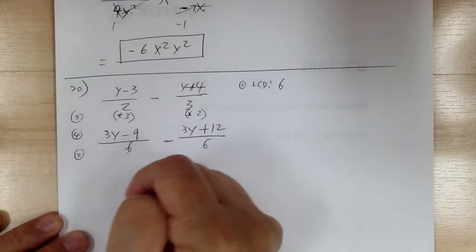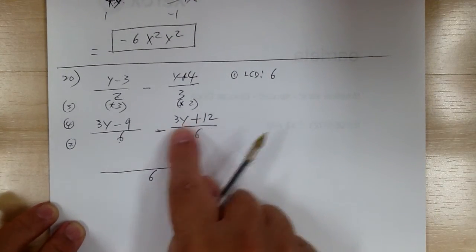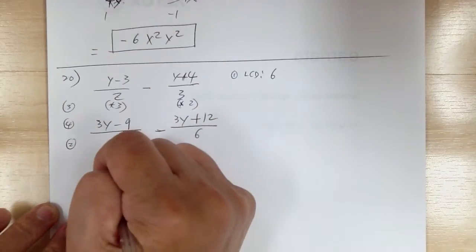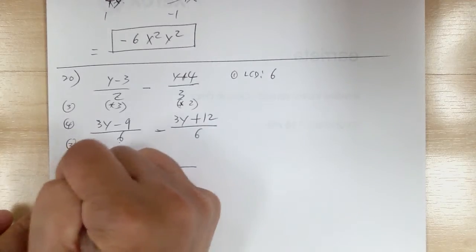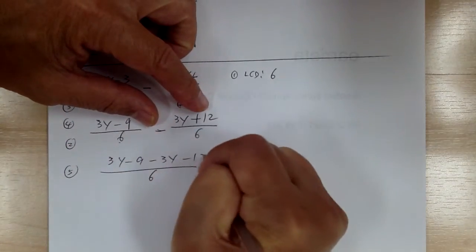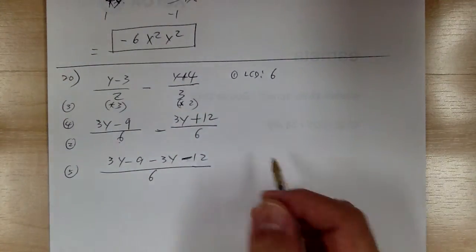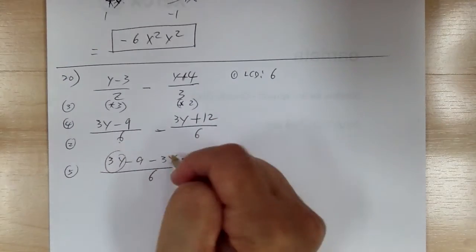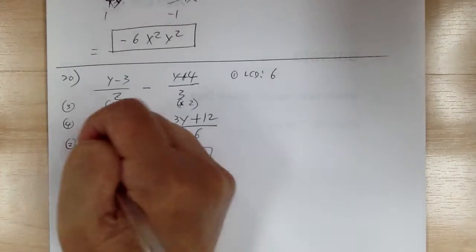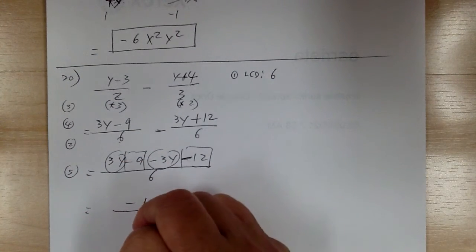Then after that, you can combine these together over your common denominator. When you have subtraction, you can do one more step by changing the signs, so you've got 3y − 9 and then −3y − 12. Watch this one over here. After that, combine the like terms. This cancels out, and these give you negative 15.